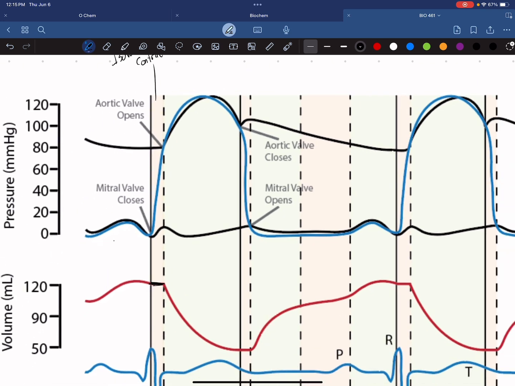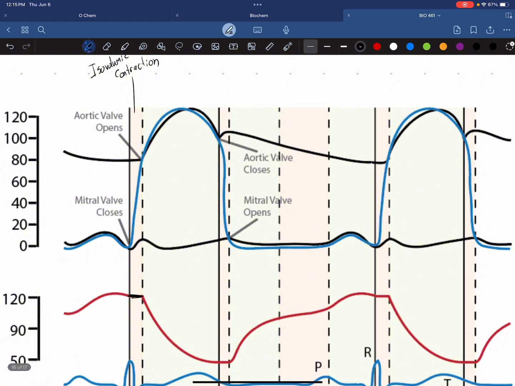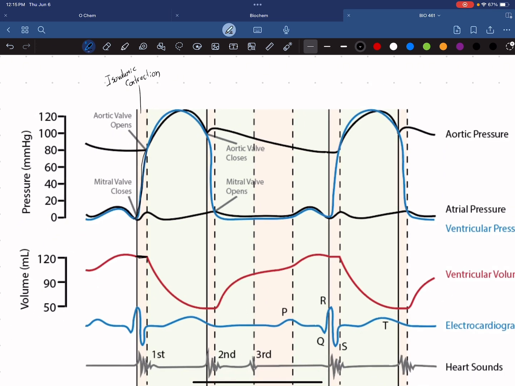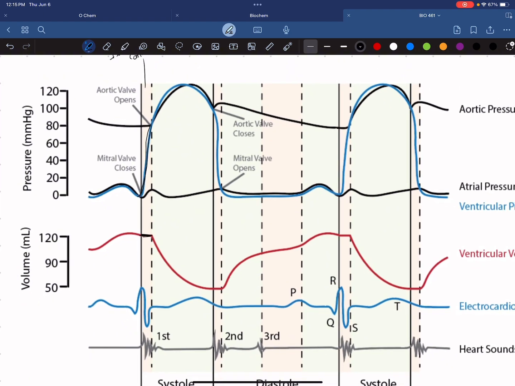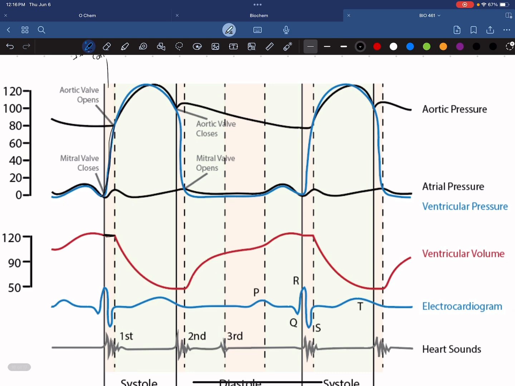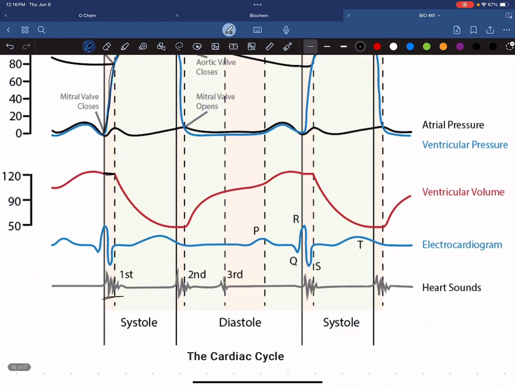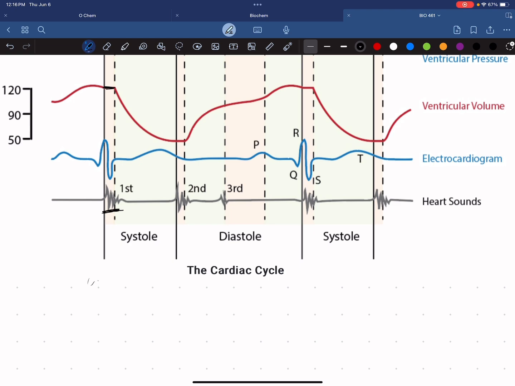We're right around 0 at the beginning, but once the ventricles begin to contract, we have a large increase of ventricular pressure up to about 80. That is what happens in isovolumic contraction. In this stage, the ventricular pressure becomes greater than the atrial pressure, and that causes the valve between the atria and the ventricle to close. That causes this first sound, which we call the lub sound.